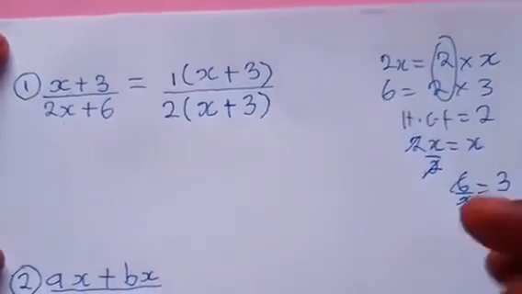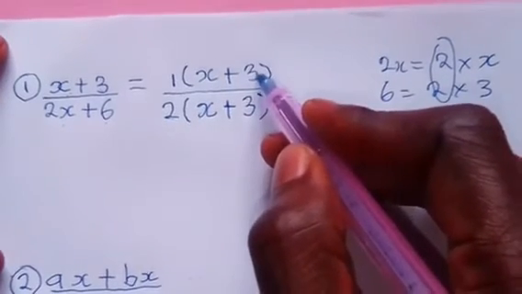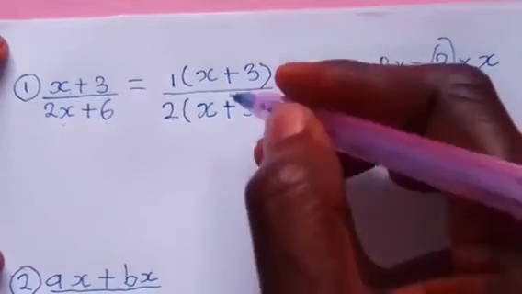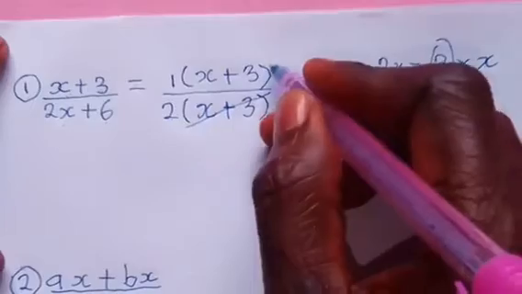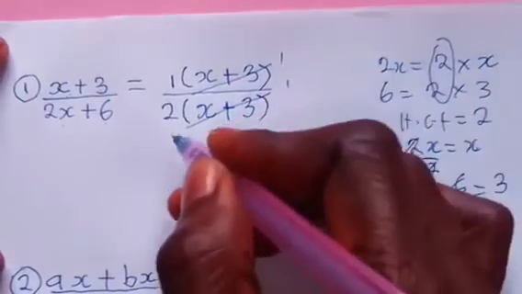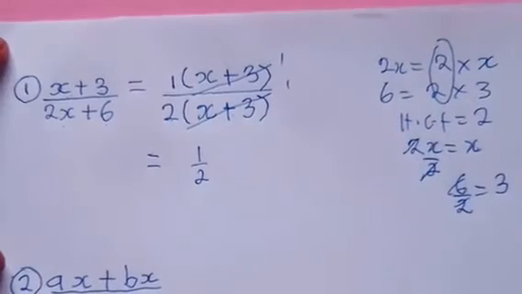So at this point you can see that we have x plus 3 at the top and x plus 3 at the bottom. They are the same terms. So which means we can cancel them out, and then finally we will be left with 1 upon 2 as the answer. Quite easy, isn't it?